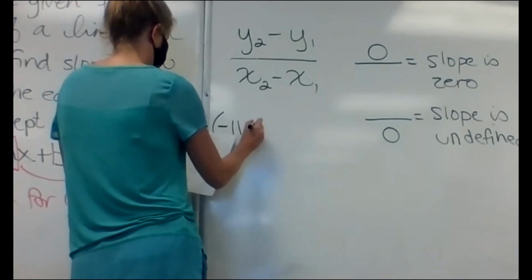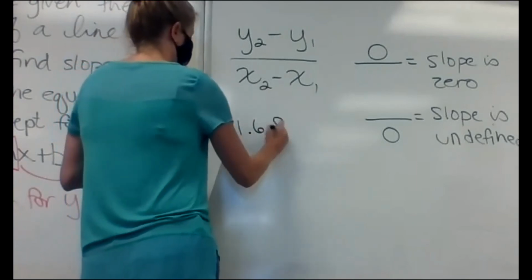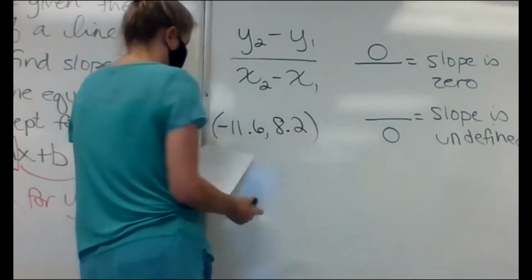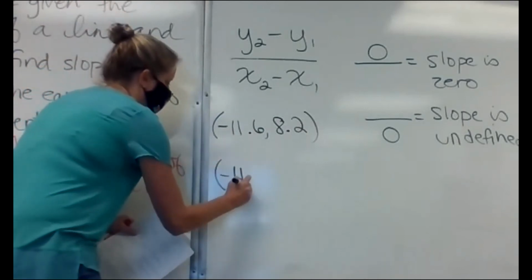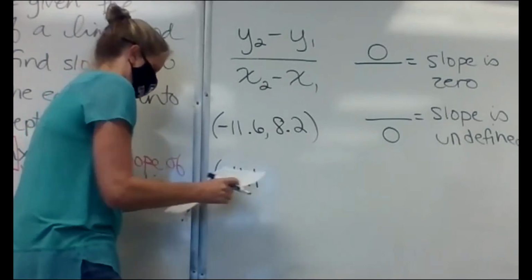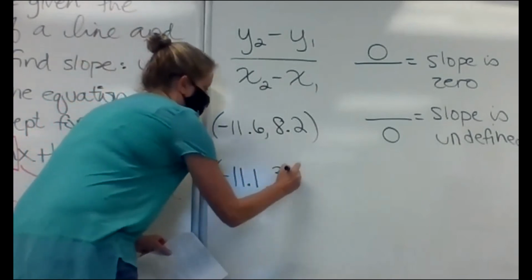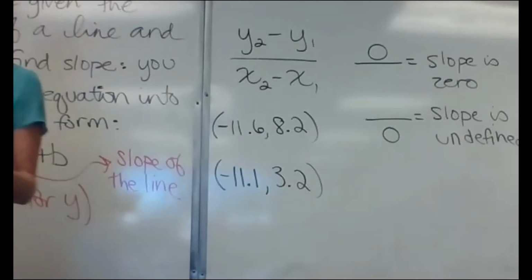Negative 11.6, 8.2 is the first point. Negative 11.1, 3.2 is the second point.